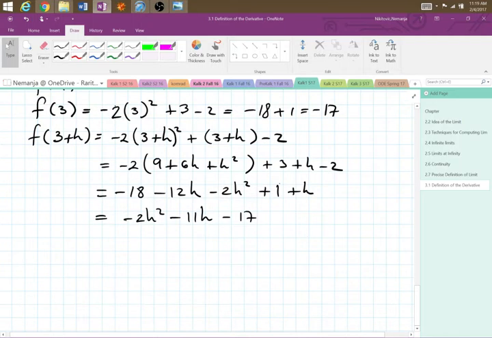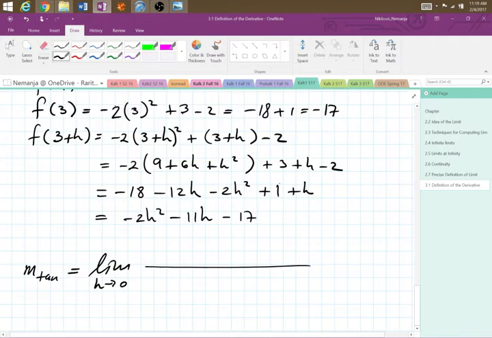So what's m tangent? It's the limit. H goes to 0. Instead of f of x plus h, I have minus 2h squared minus 11h minus 17 minus, and then I have negative 17 instead of minus f of 3, divided by h.